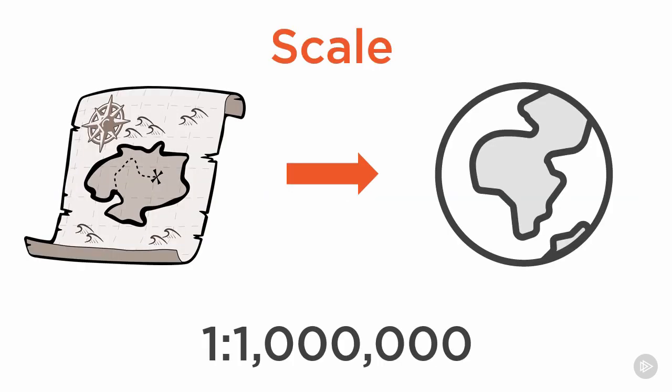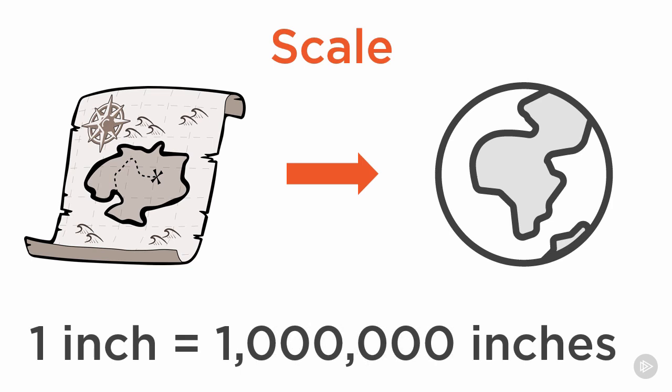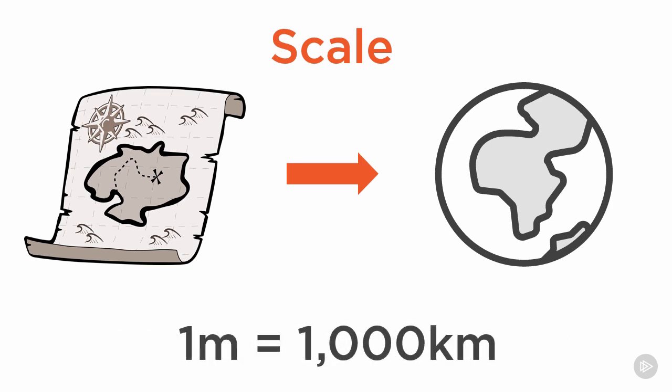Scale is very straightforward, so we're going to start there. The map scale is simply the ratio of some distance on the map to the actual distance on the Earth. So a scale of 1 in 1 million would mean that 1 inch on the map is the equivalent of 1 million inches on the Earth. Or you could say 1 meter on the map is the equivalent of 1 million meters, or 1,000 kilometers, on the Earth. The units are arbitrary.